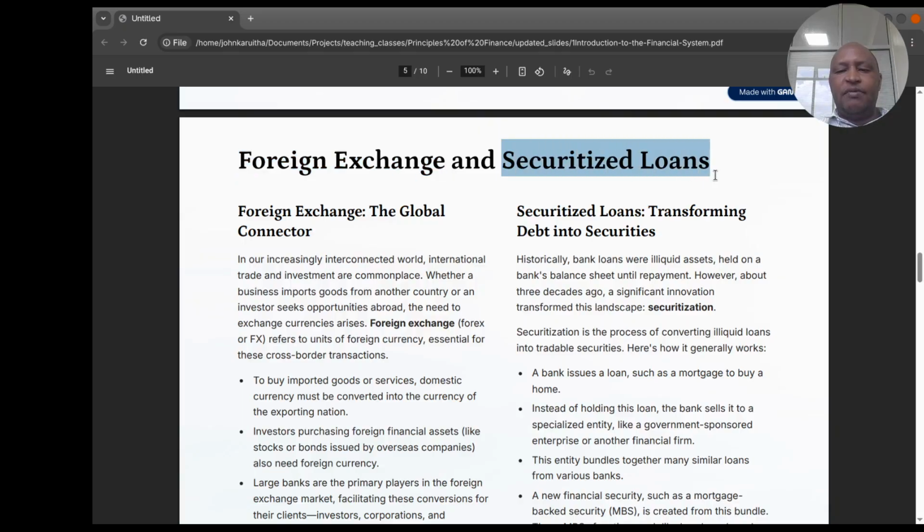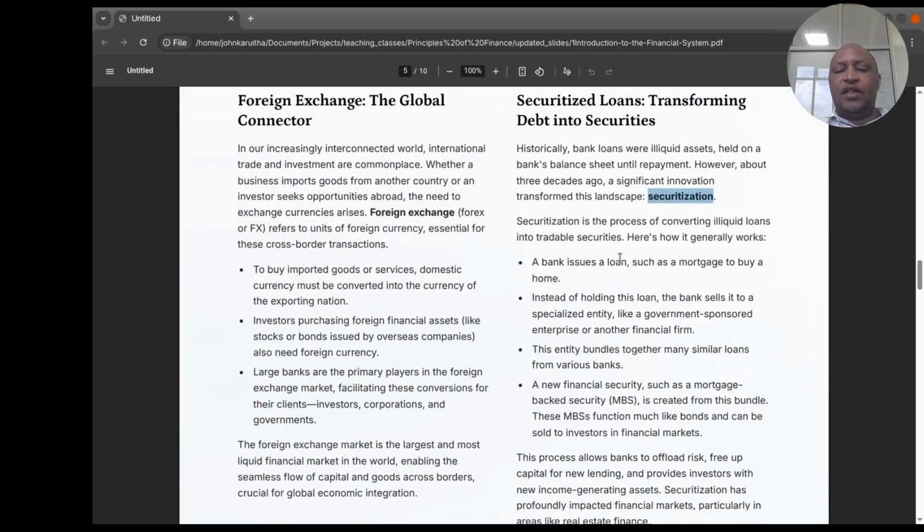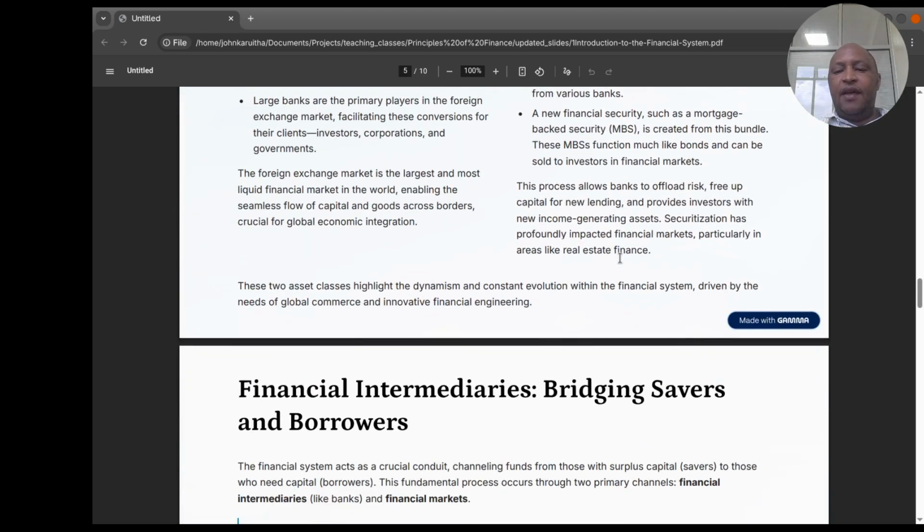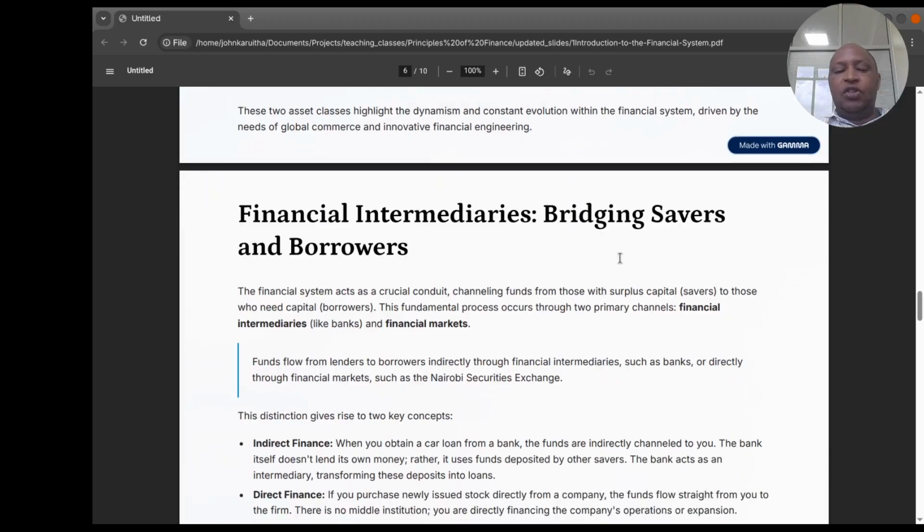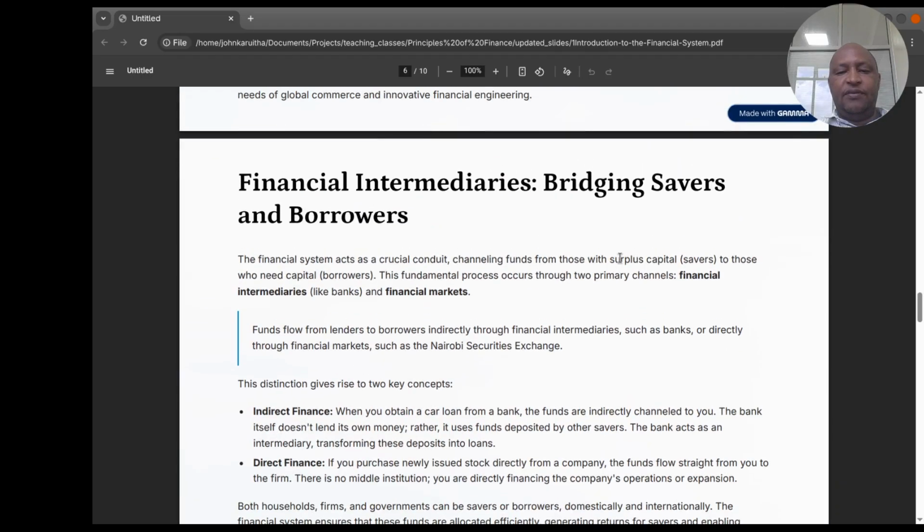Securitized loans, this one may be a bit complex. We can convert loans into financial assets, into shares, something of sort, using a process called securitization. So securitization is a process where bank loans are converted to tradable financial assets. We are going to look at those matters in more details in the future.